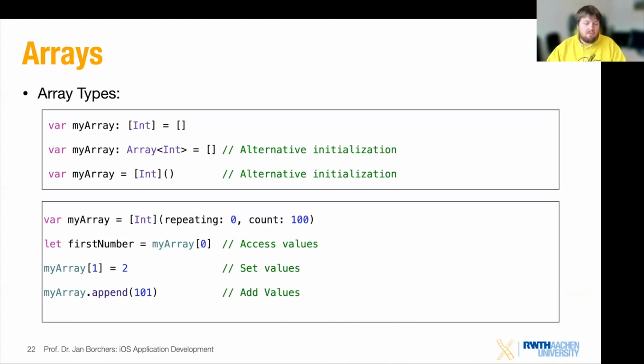And the option that you have for the bracket version is essentially calling the standard initializer, but the array type also has different initializers. So for example, I can say already fill the array with default values or values that I want by calling repeating count as the function. And so this will now create an array that has 100 spaces, and all are set to 0 directly initially.